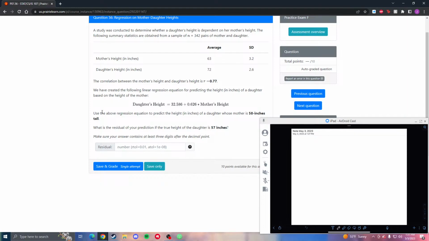All right. So, for this question, we're trying to calculate the residual, using this percentage of a certain grade for each major. Yeah, I will get that one in just a second. I'm gonna do this one real quick. We're given this equation to find the daughter's height using the mother's height. So daughter is equal to 32.586 plus 0.626 times mother's height. And if we're given the mother is 58 inches, we're just going to plug that into the equation.